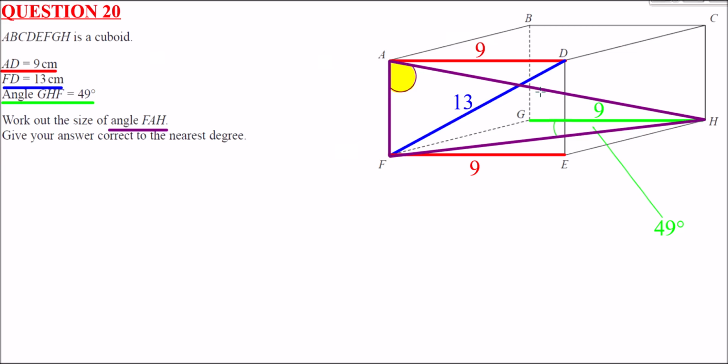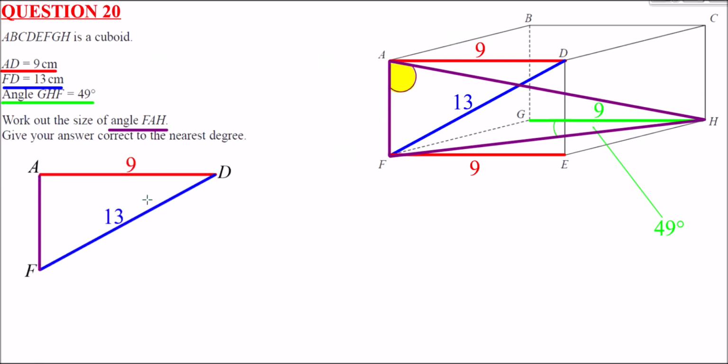The first triangle I can see, which I know most about, is actually this front one here. So if I look at ADF, I know it's a right angled triangle because it's a cuboid. The top edge is 9 and the diagonal's 13. So I'll just focus on it for a second. I've redrawn it here so it's a bit clearer without all these lines going everywhere. I can now calculate AF using Pythagoras.